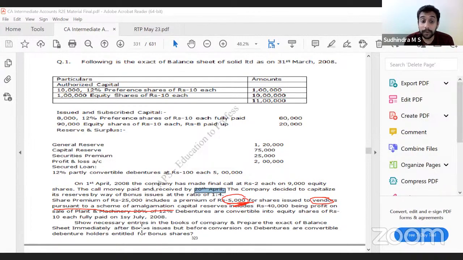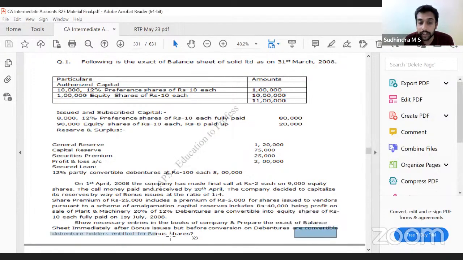And when we are preparing the balance sheet here, we should not consider that 2,500 bonus shares that we are providing for, because the balance sheet has to be prepared before conversion of debentures. So that discussion that I gave with regard to 2,500 bonus shares being provided for debenture holders is only for the last part of the question.